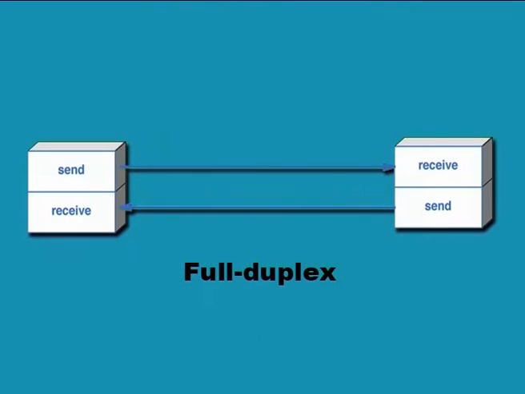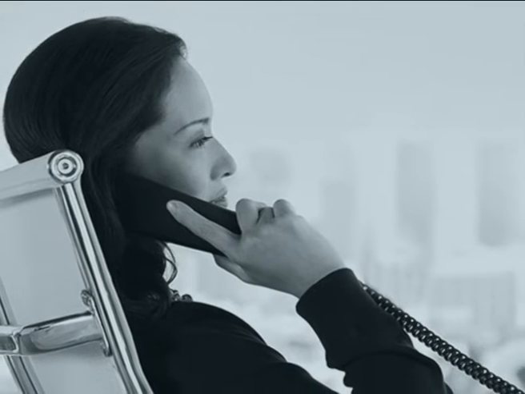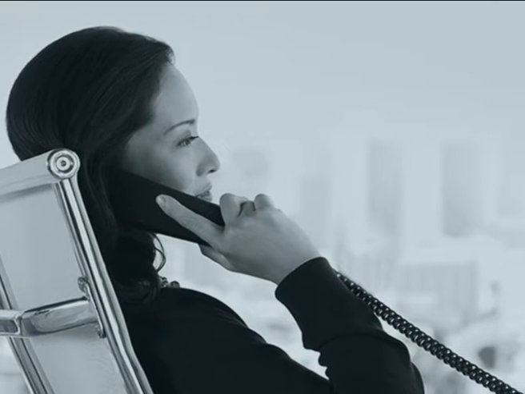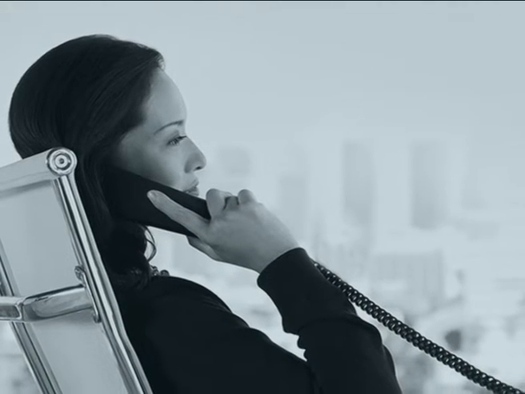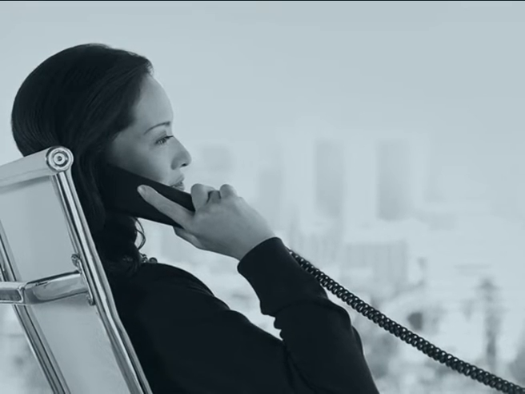A full duplex connection is a connection in which the data flows in both directions simultaneously. This means that the bandwidth is divided into two for each direction of data transmission. The best example of a full duplex mode is a telephone conversation between two persons in which both persons can listen and speak simultaneously.